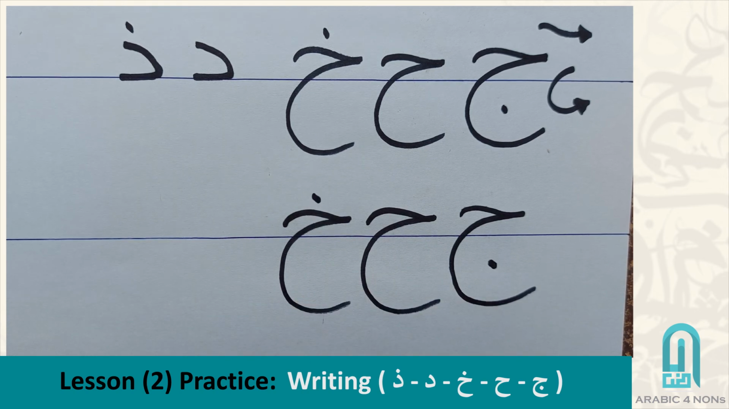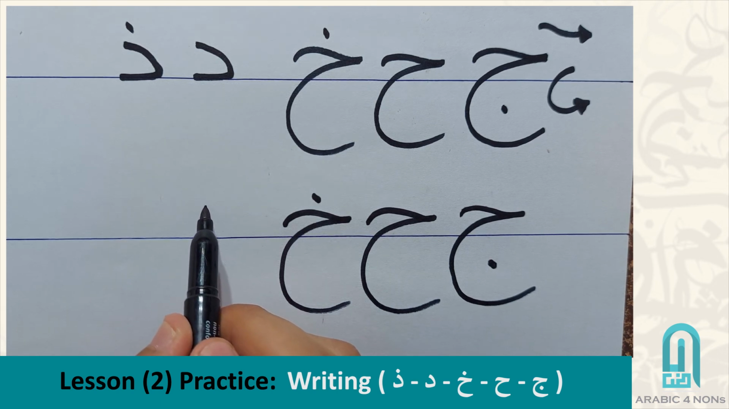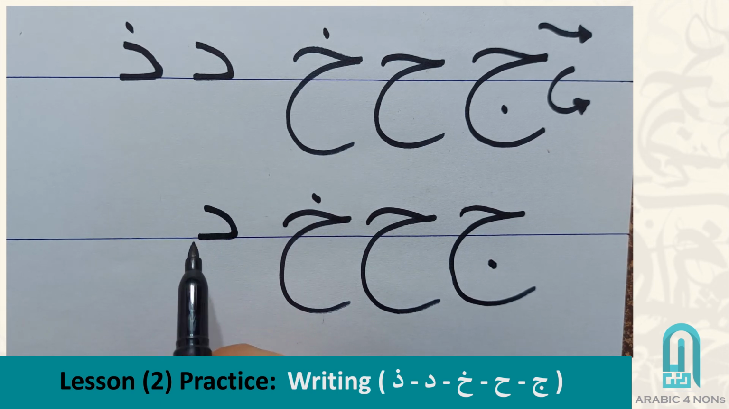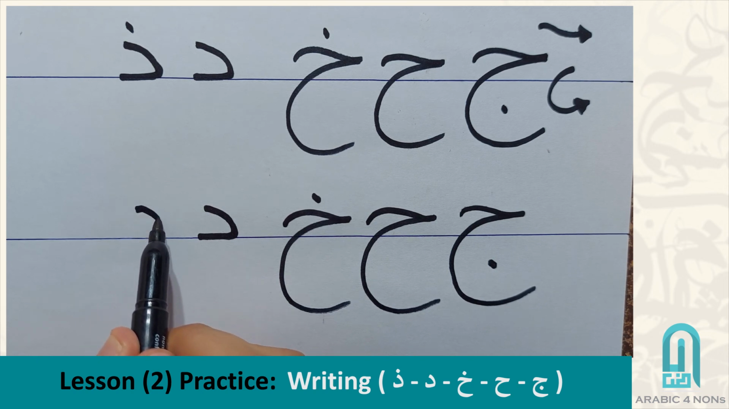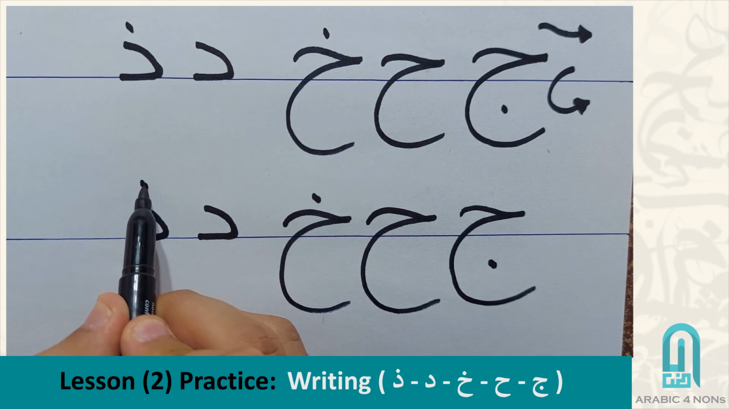and one single dot. The second group, we start from up again, a curve to the right and below, and then a straight horizontal line to the left. This is letter D, which has no dots. Letter Dh, the same shape, with a single dot on top.